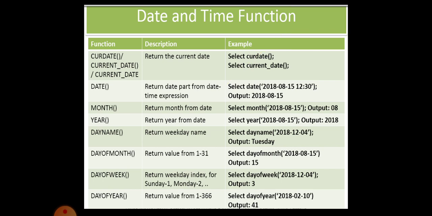Coming to the next type of functions, that is date and time. Here CURRENT_DATE gives the current date of that particular day. Then the DATE function is mainly used if, suppose you have a table like student and you entered the date of birth along with the time of birth. If we need only the date part of the given value, then we need to use the DATE function. So it will return the date part only.